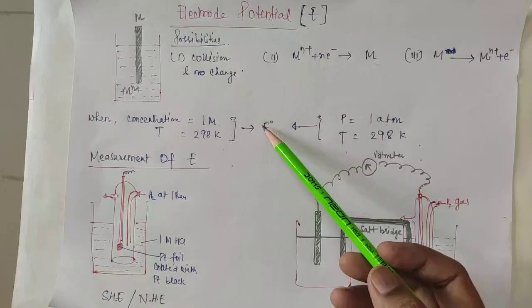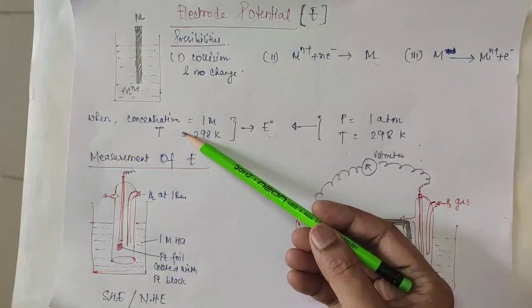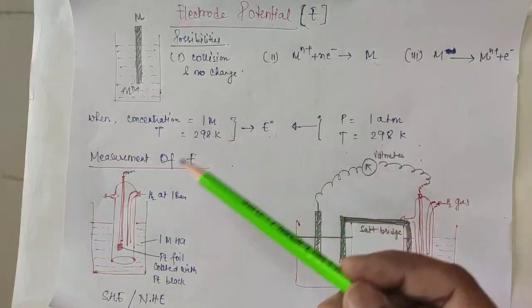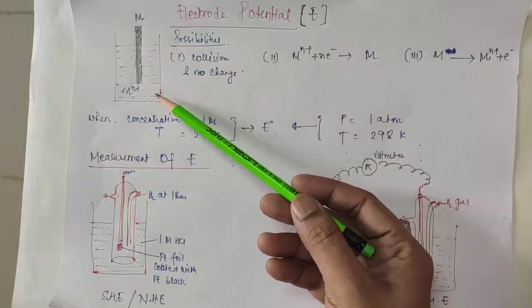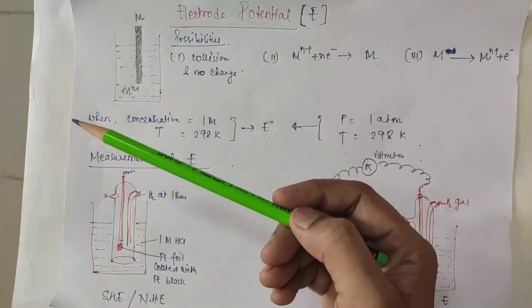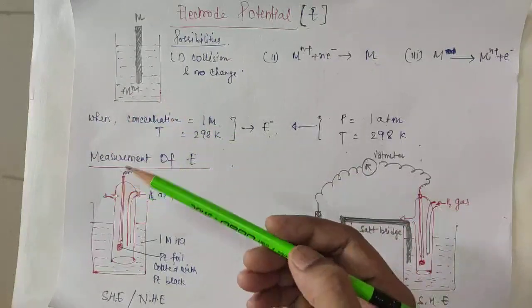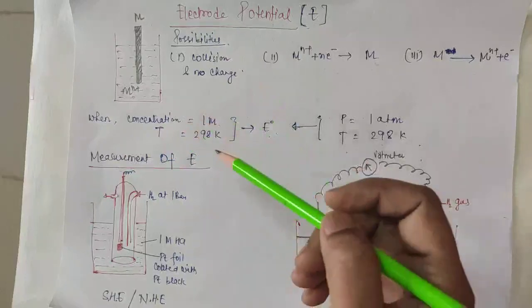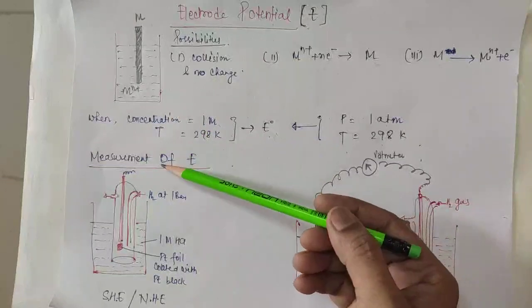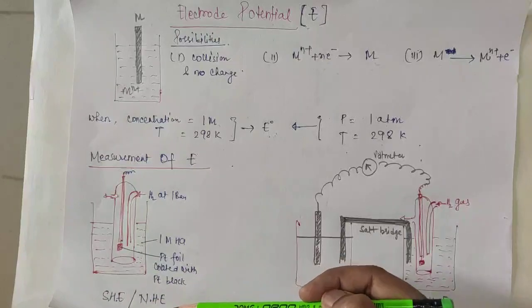Now measurement, how an electrode potential is measured. The absolute value of the electrode potential of a single electrode cannot be determined because the oxidation half cell and reduction half cell cannot take place alone. The oxidation half cell and reduction half cell can't be set up alone. It can only be measured by using a reference electrode, like the standard hydrogen electrode or normal hydrogen electrode.